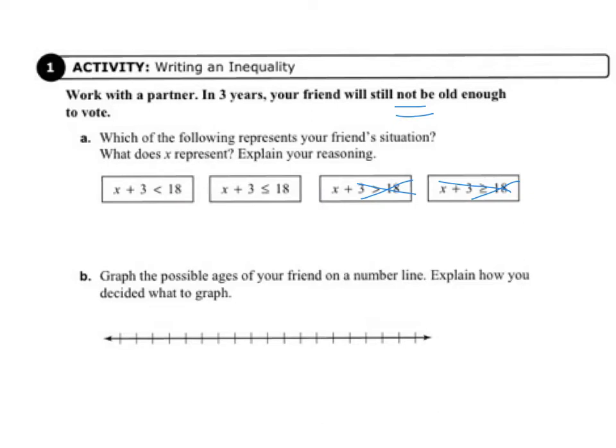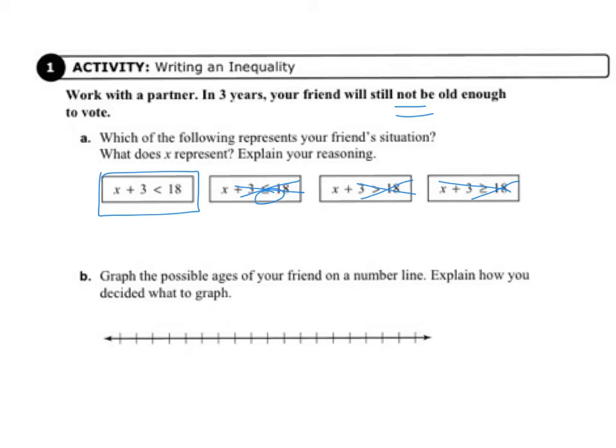So it's probably not going to be this one either, because if you are 18 years old, then you're old enough to vote. So this equal to on that would make that one not work. So this would be the correct one. X plus 3 is less than 18. So that works for ages like if I had an 11-year-old friend, my friend would be 11 plus 3. That would make my friend 14 years old in 3 years, and that would be less than 18. So my friend wouldn't be able to vote in 3 years.